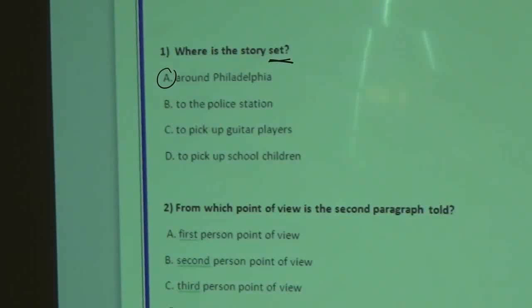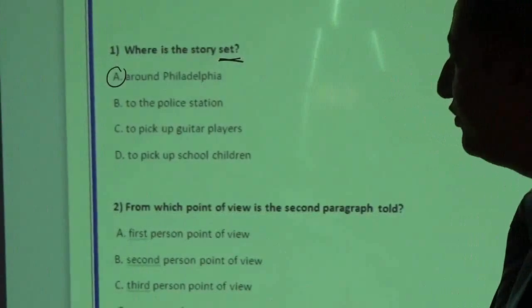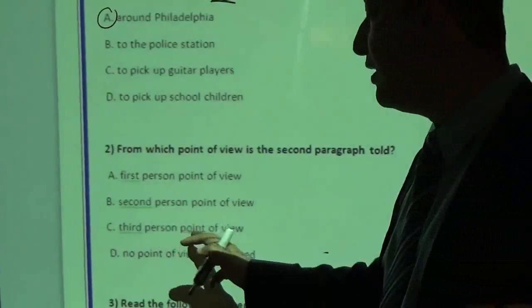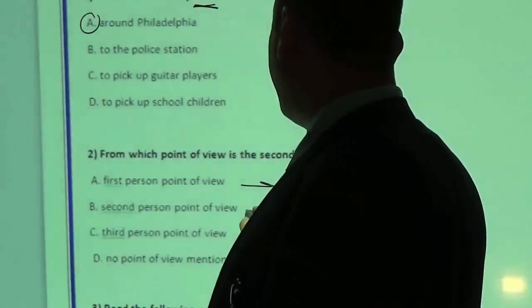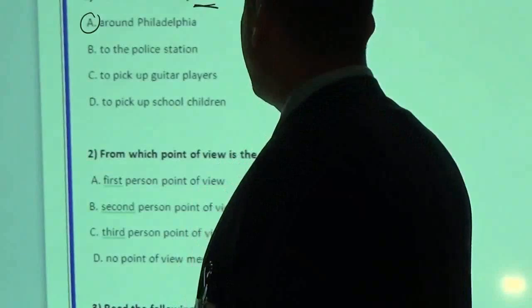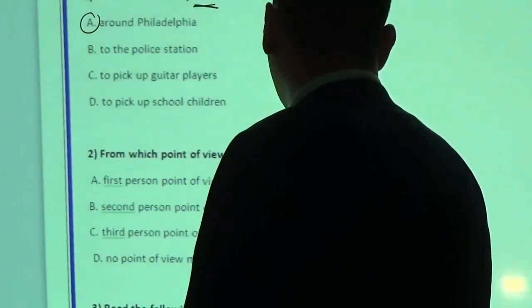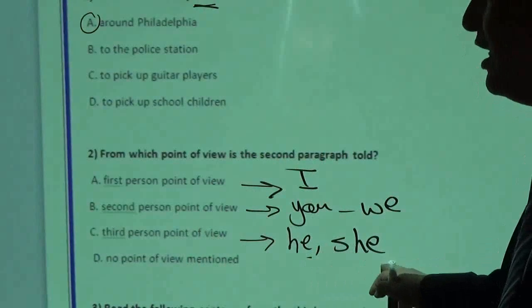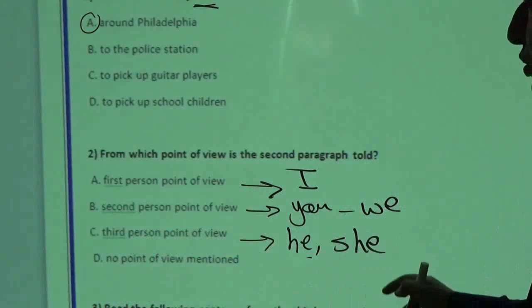From which point of view is the second paragraph told? First person point of view, second person point of view, third person point of view. If I speak about first person, I will speak with I. Okay? If I speak about the second person, I speak about you or we. How about third person? Remember from our last lesson, it will be he or she. When the narrator says he or she, this will be the third person point of view.